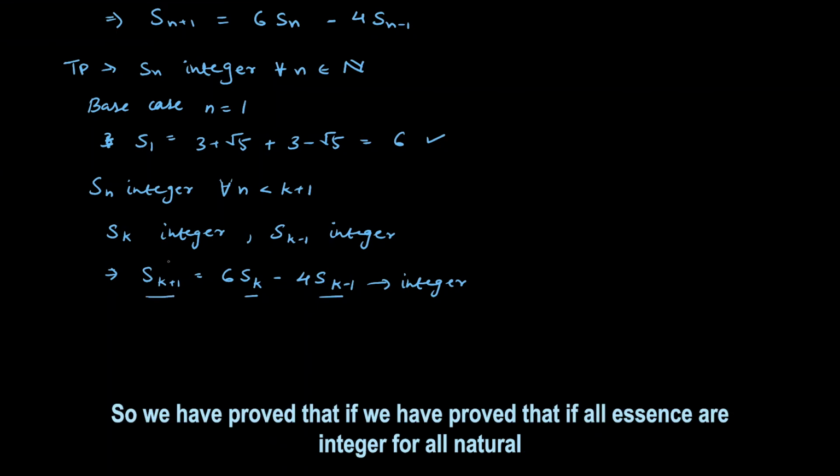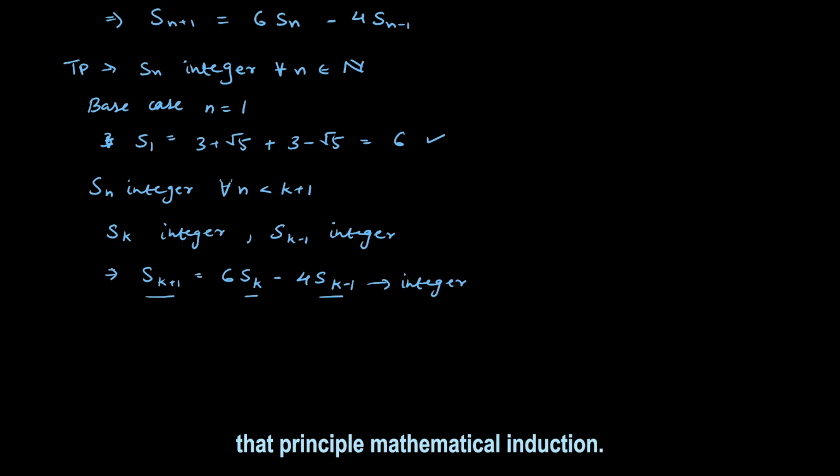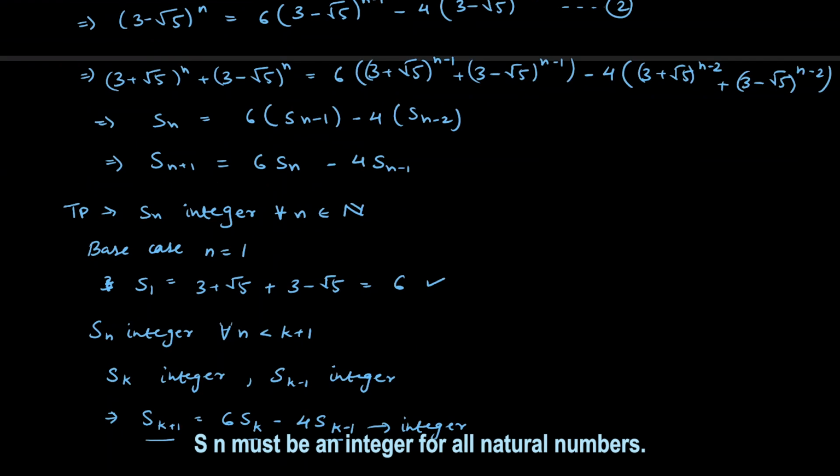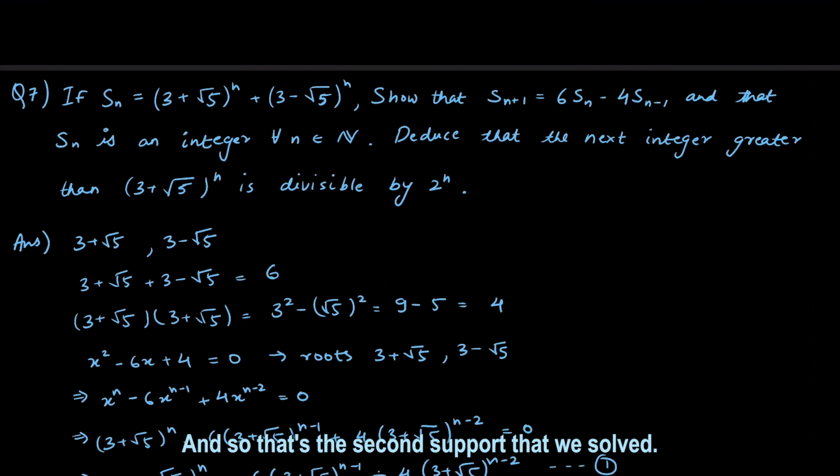So we have proved that if all Sn's are integers for all natural numbers n less than k plus 1, then it is also an integer for S(k+1), and hence by principle of mathematical induction, Sn must be an integer for all natural numbers n. So that's the second subpart that we solved.